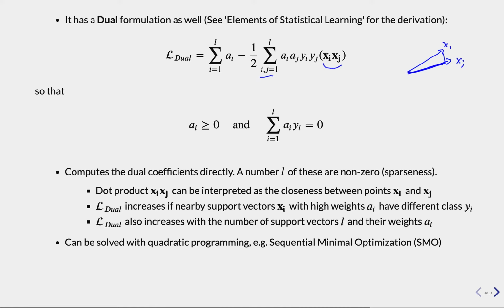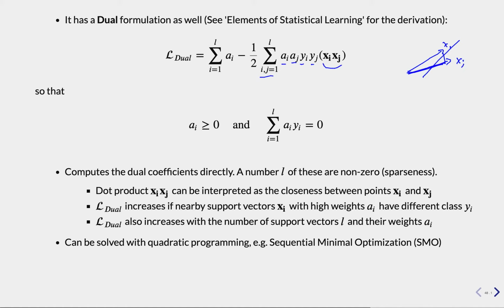will be large. If this is large, we expect that they also have the same class, right? So this is a class of point i, this is a class of point j, this is the weight of point i, the weight of point j. So if we have two nearby support vectors with high weights alpha i, alpha j, and they have a different class, that's bad, right? So you have 2 points nearby, but they have a different class. So that will increase our loss.